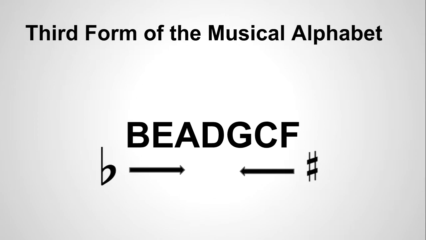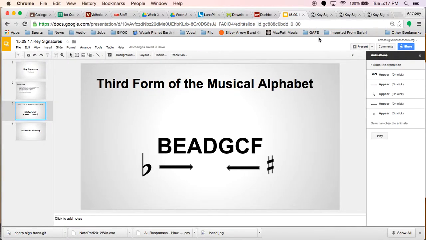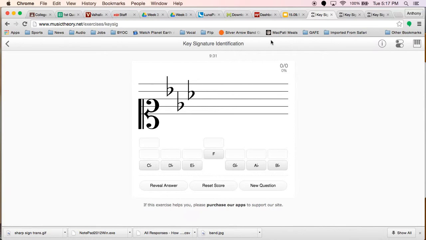I think it's time to do a few examples. So I'm going to break out of this presentation and go to our favorite site, musictheory.net. And we're going to do a few examples of flats. So here we go. Right here, we may know this is a C clef, we may not. But what we do know is that there are three flats. Therefore, the flats will be B, E, A.